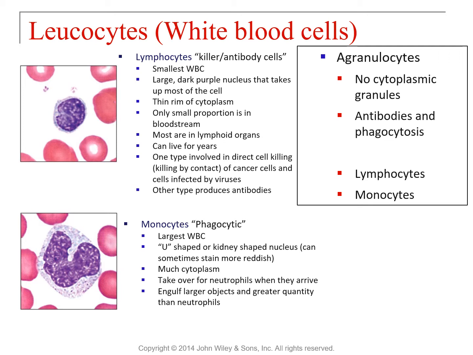And they're better than neutrophils at phagocytosis because they're bigger, so they can take in larger objects and they take in larger quantities than neutrophils can. So although the neutrophils get there first and start to address maybe infection or debris from an injury, the monocytes are going to swoop in and take over.